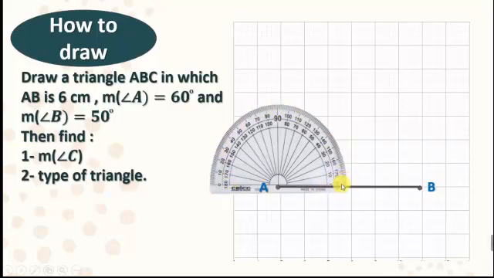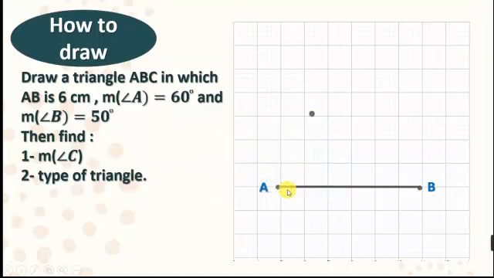From which side will I start to measure the angle? Is this 0 on the line? I will start to measure from the 0 that is on the line. So here 0, 10, 20, 30 until I reach 60. I will put my point. Then I'm going to join them.